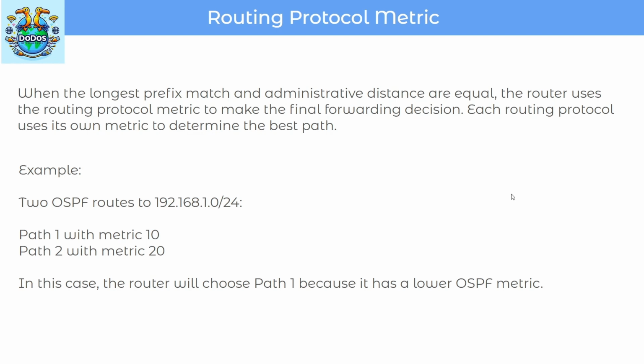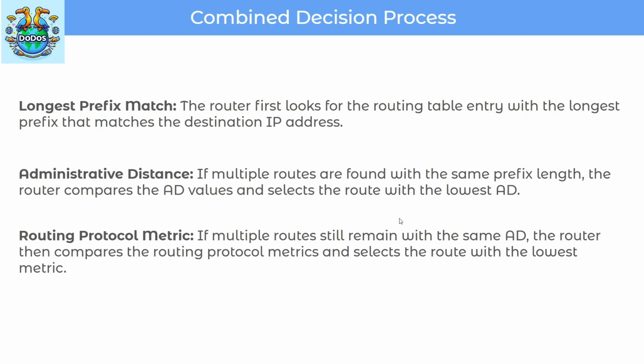And yeah, then it's a combined decision process. That's how it works. So this is in total everything. First, it looks at the longest prefix match. The router first looks for the routing table entry with the longest prefix match that matches the destination IP address. If there's more than one same longest prefix match and they're both equal, then it looks at administrative distance.